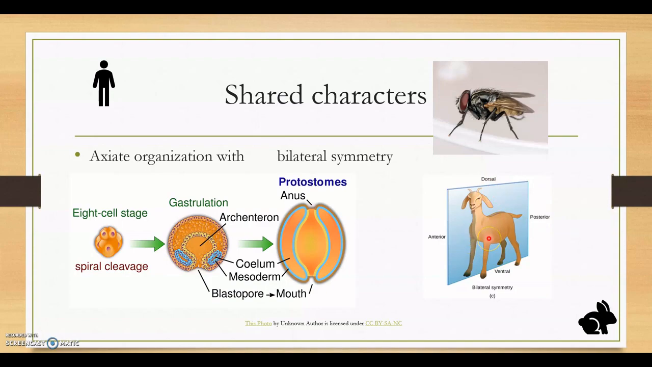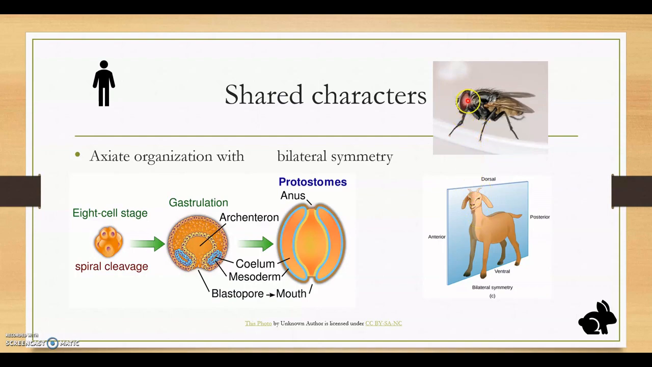This is different from the axiate organization of a non-chordate. This is an example of a non-chordate, which is a fly from phylum Arthropoda.